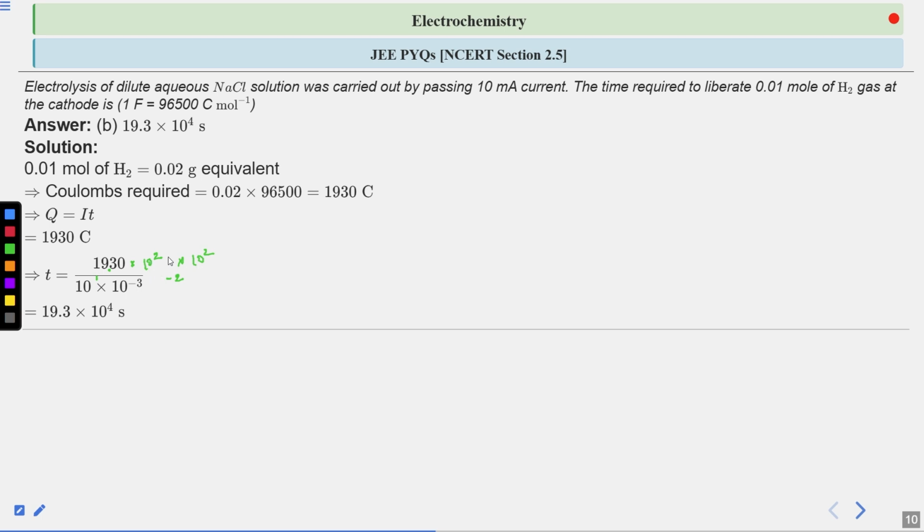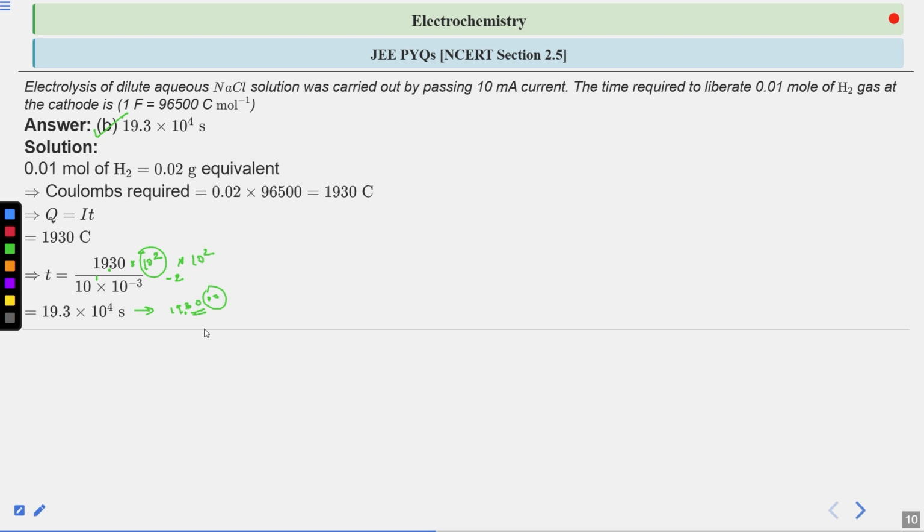That will become 10 to the power 4, because if you solve this, it will become 193000, right? So already 10 to the power 2 is here for 2 zeros, and if you are putting the decimal here, that means you have to put 10 to the power 2 more. So that's why the answer is 19.3 times 10 to the power 4. Okay, so the correct answer is option B.